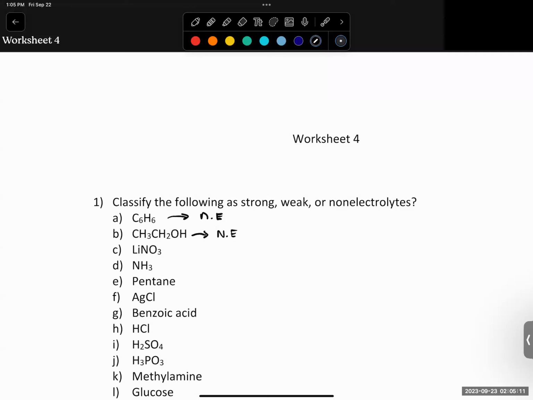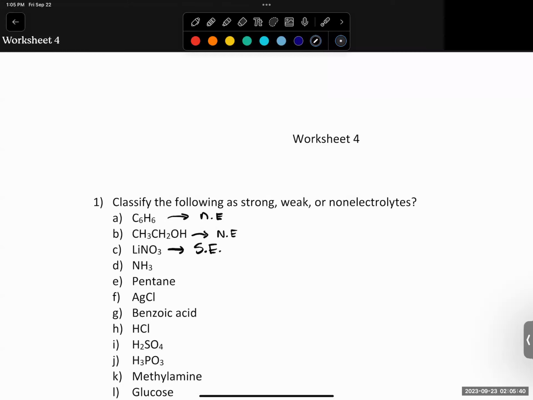David, do you say lithium nitrate is soluble or insoluble? It's soluble based on what two things? Lithium is in group 1, so it's going to be soluble regardless of the anion. But also nitrate is always going to be soluble. So this is going to be an extremely soluble salt. Okay, that's a strong electrolyte.